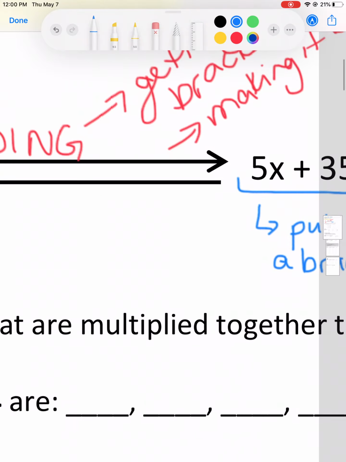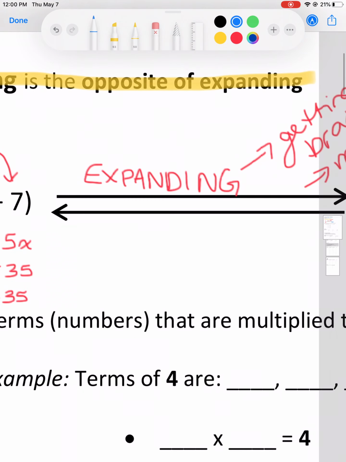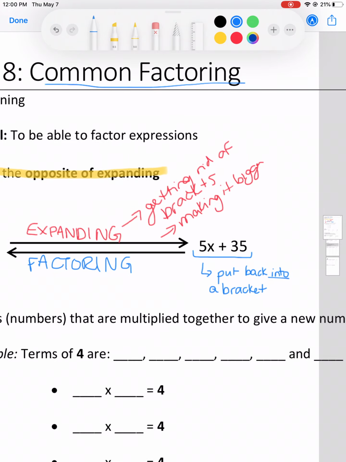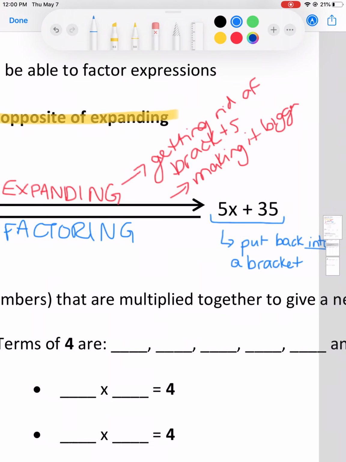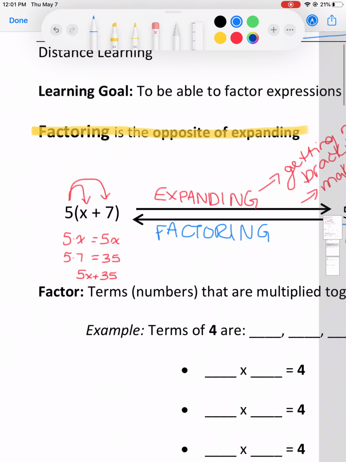So, factoring. If I were to factor 5x plus 35, I would get 5, then bracket x plus 7. It's like you're cleaning it up a little bit.